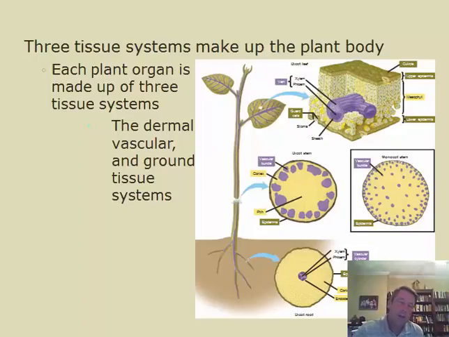Okay, we're continuing our lecture on parts of the plant body and the tissue makeup of the parts of the plant body. We introduced the three major types of tissue and saw where they're located in this diagram: the dermal, the vascular, and the ground. Now we're going to look at a few images of some of these in more detail.